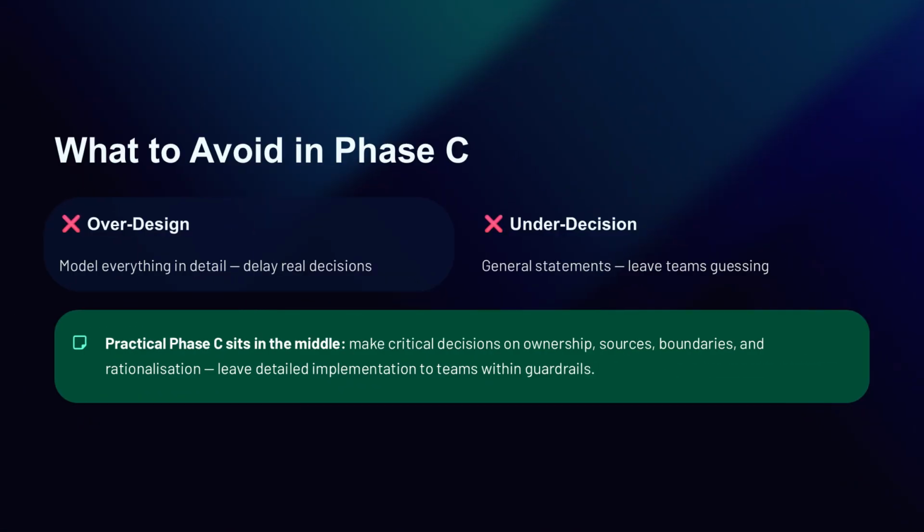With governance integrated, you should avoid two extremes. Over-design happens when you model everything in detail and delay decisions. Under-decision happens when you produce general statements and leave teams guessing. Practical Phase C sits in the middle. You make the critical decisions about data ownership, authoritative sources, application boundaries, and rationalization direction, while leaving detailed implementation design to teams within guardrails. This approach respects delivery speed while protecting enterprise coherence. It also ensures architecture remains useful because it drives real decisions instead of becoming documentation theater.